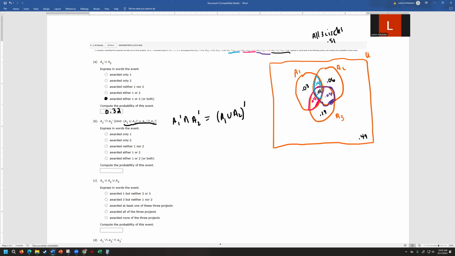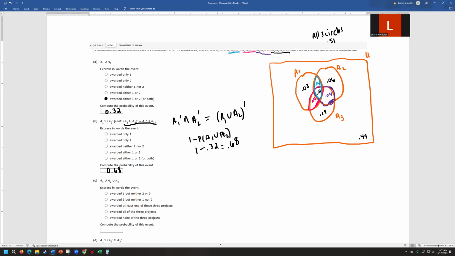Now, why is that helpful? Because A1 union A2 was all those that we just added up. That added up to 0.32. So since we already did that, we already know the probability of that union of A1 and A2. If we just subtract that, we'll have the complement. So 1 minus 0.32 is 0.68.